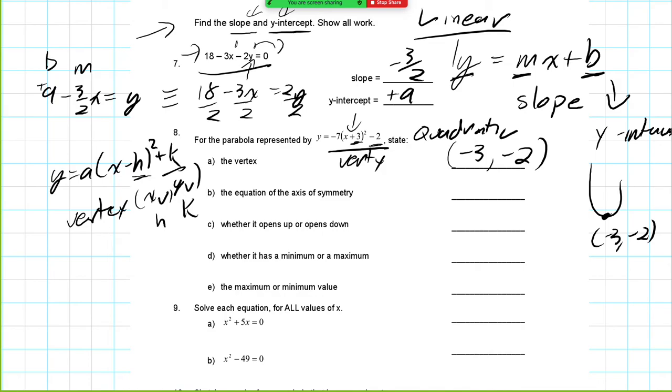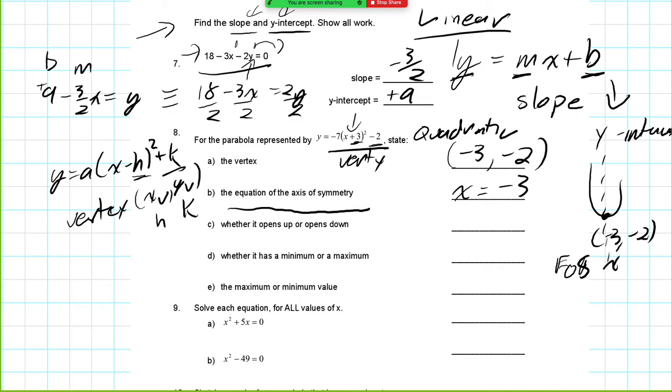The equation of the axis of symmetry is based on the x value of the vertex. Because you want it to be a vertical line, you're going to say x is equal to whatever the x value of the vertex is, negative 3. So that's the equation of the axis of symmetry. That would be the invisible line going through the middle of the quadratic.